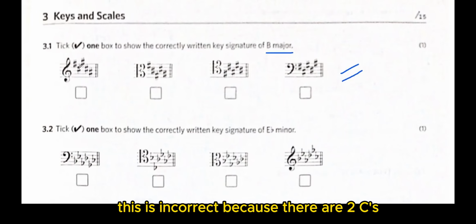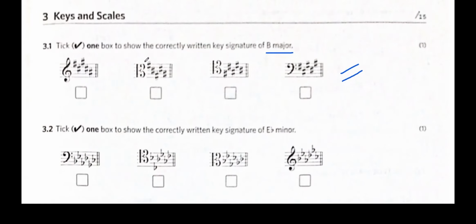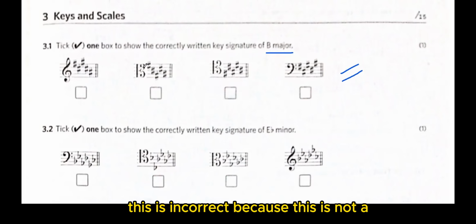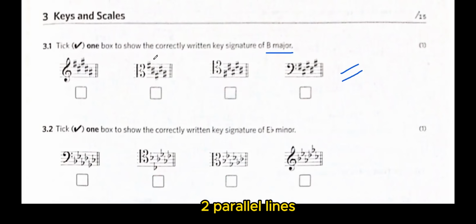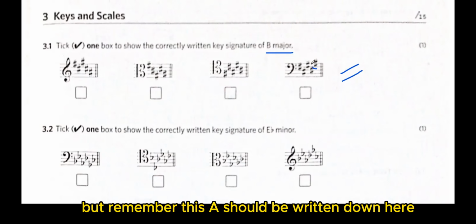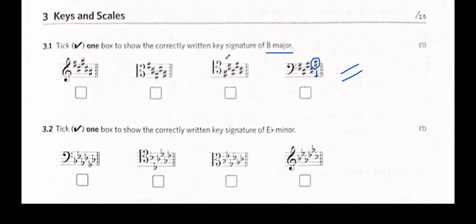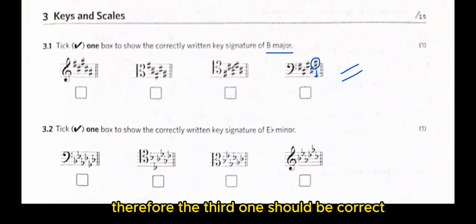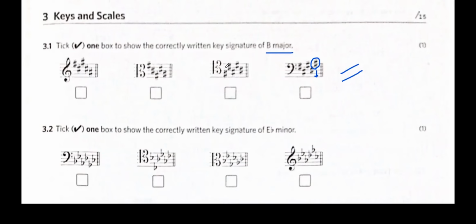This is incorrect because there are 2 C's. This is incorrect because these are not 2 parallel lines. Numbers 3 and 4 look similar. But remember, this A should be written down here. Therefore, the third one should be correct. F, C, G, D, A.